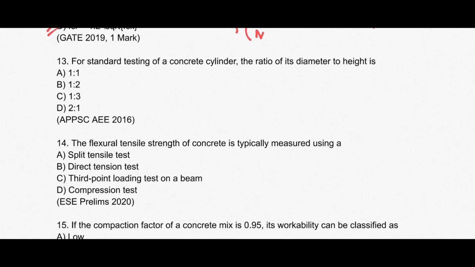13th question. For standard testing of the concrete cylinder, the ratio of its diameter to its height. Option A 1:1, option B 1:2, option C 1:3, and option D is 2:1. So the answer is option B, that is 1:2.